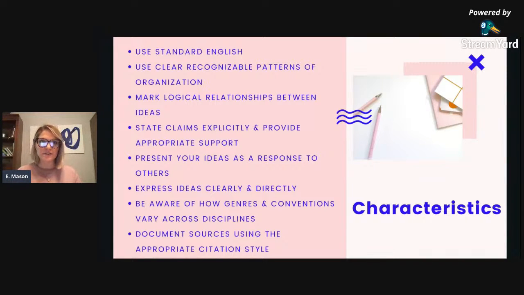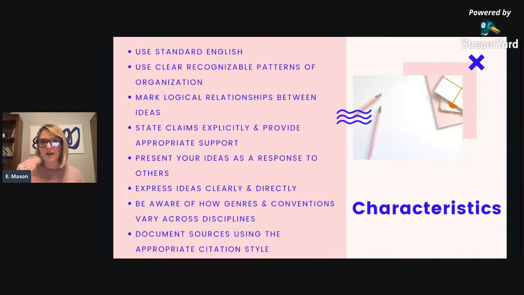So the characteristics are these, and I'll go through and then explain a little bit about each of them. Use standard English, use clear, recognizable patterns of organization, mark logical relationships between ideas, state claims explicitly and provide appropriate support, present your ideas as a response to others, express ideas clearly and directly, be aware of how genres and conventions vary across disciplines, and document sources using the appropriate citation style.